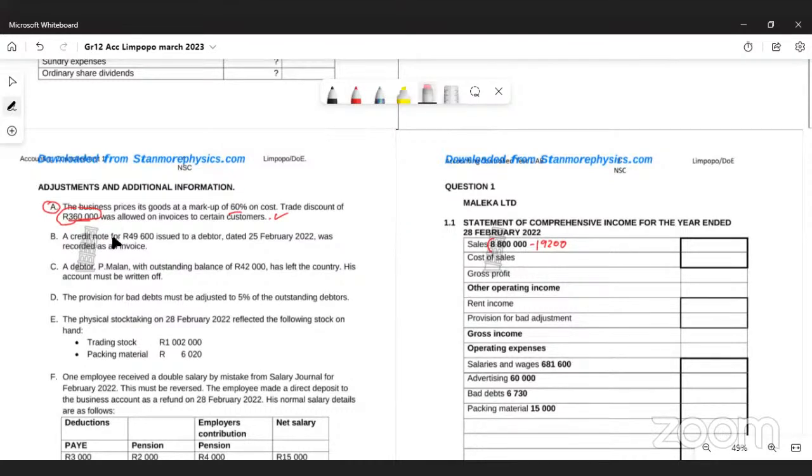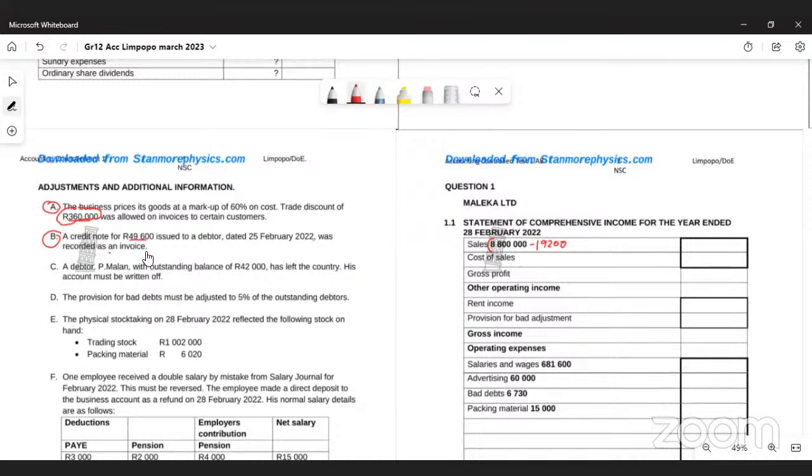But remember, you will never be given any figure if there will be no need for it. So maybe we'll use this in the near future. Let's move on and check for another transaction that will affect our sales. This one is not affecting the sales yet. A trade note for 49,600 issued to a debtor dated 25 February 2022 was recorded as an invoice.